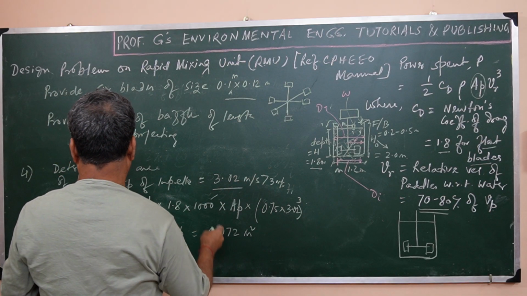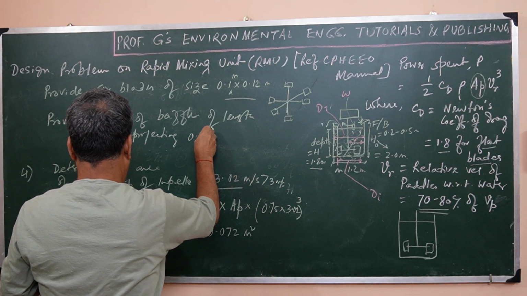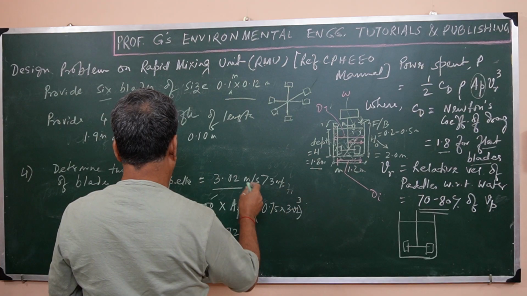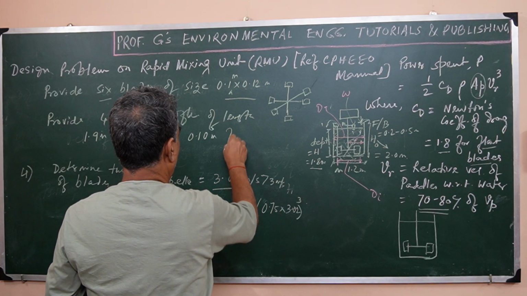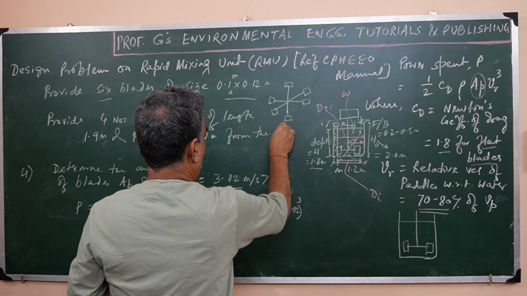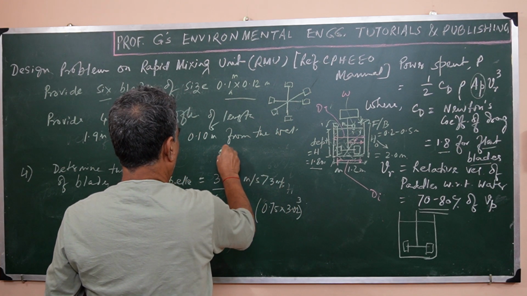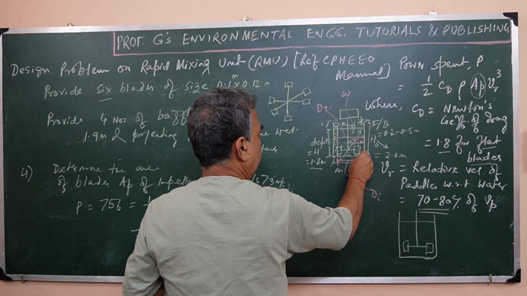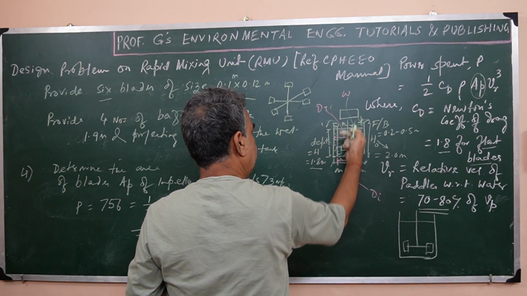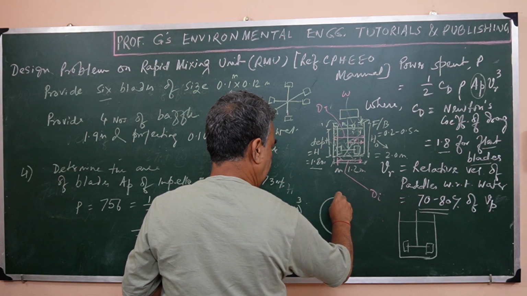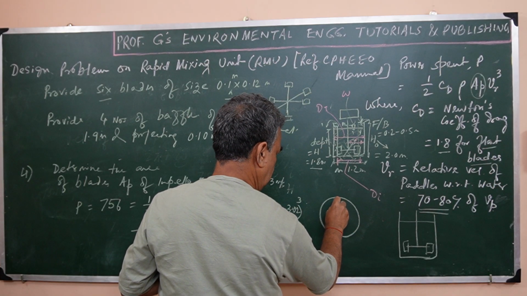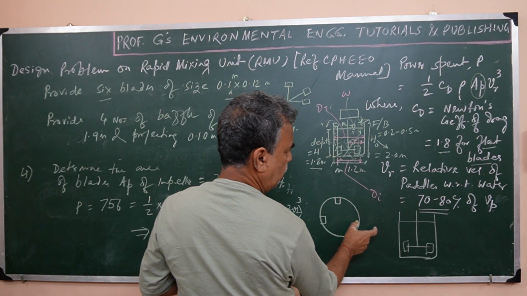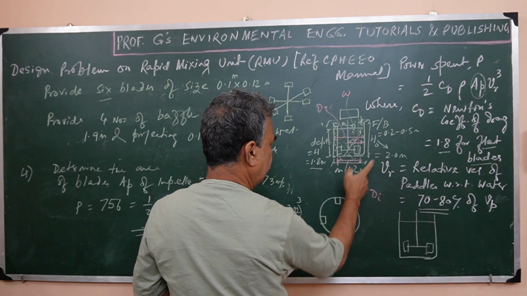And projecting say 0.1 meter, that means this is 1/10 to 1/12 of the tank diameter. From that consideration it is taken from the inner wall of the tank. This side it would be there, and diametrically opposite on the other side as well. I have not drawn just below that, otherwise it would have been more clear.